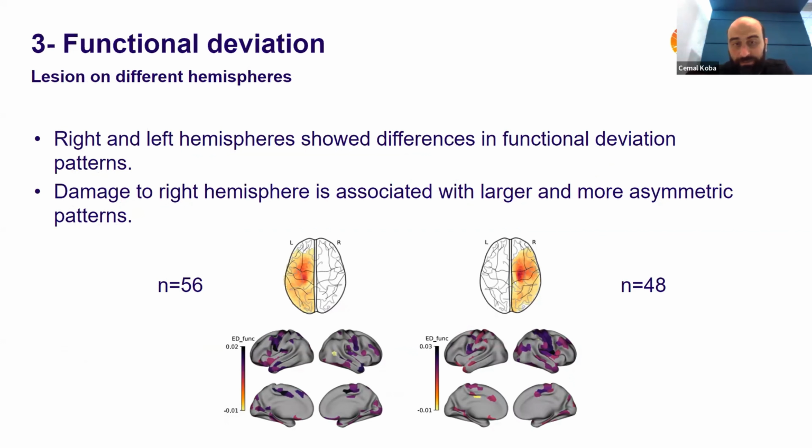The resulting pattern showed that when there is a lesion on the left side, the functional deviation is more symmetric. But when there is a lesion on the right side, the functional deviation is more right hemisphere oriented. So stroke affects the right hemisphere more than it affects the left hemisphere.